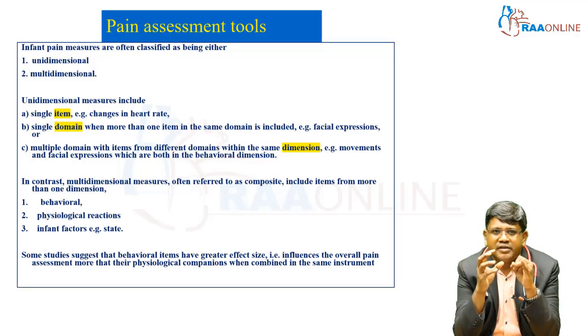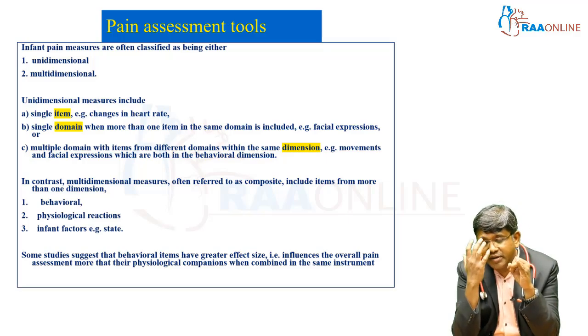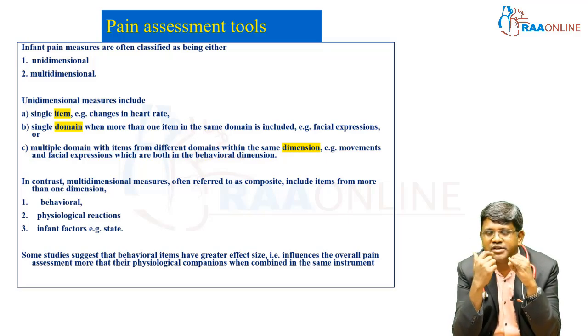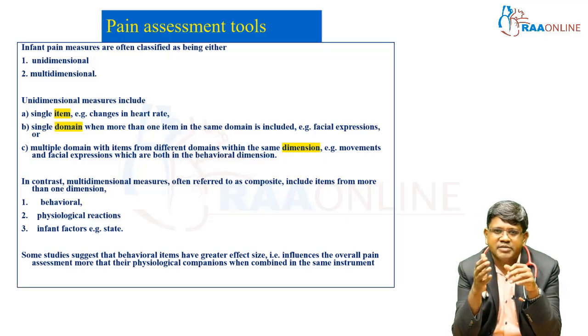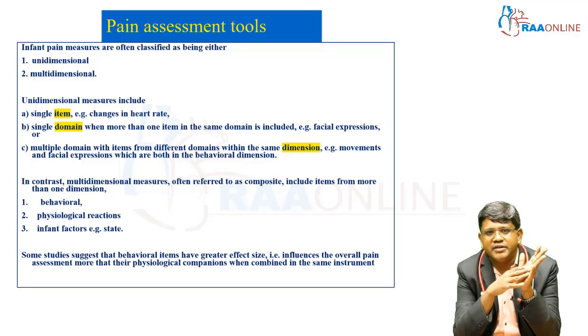Second is single domain. For example, facial expression: just now we saw brow bulge is one thing, nasolabial furrow is one thing, the squarish mouth, all are different types of facial expression. There are more items, but the same domain, that is facial expression. So facial expression is a domain which has a lot of items. Any pain tool using facial expression will be called a single domain, multiple item, unidimensional tool.